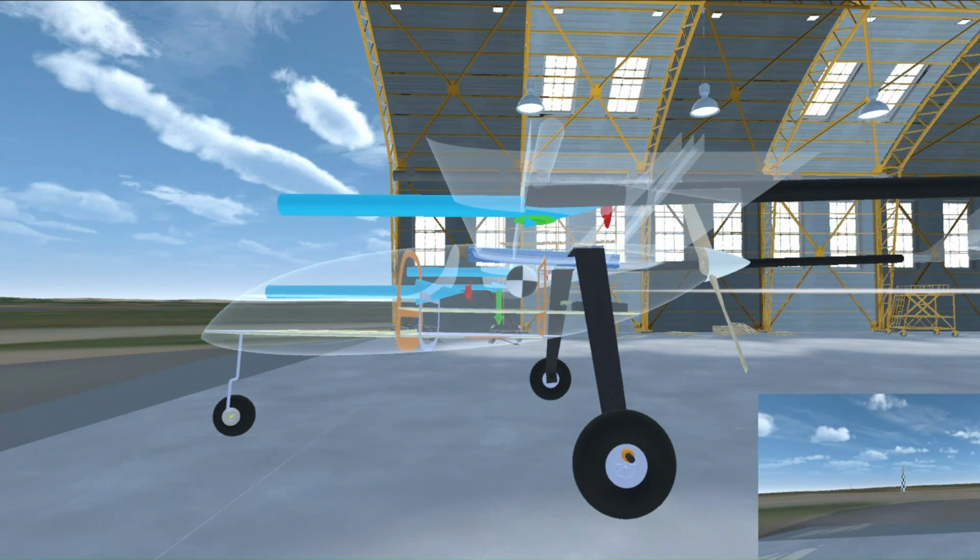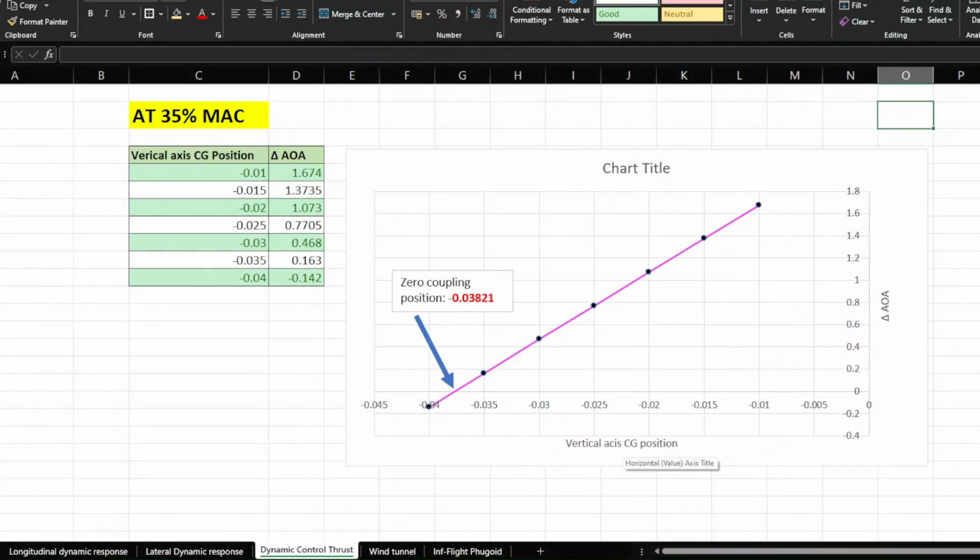This causes thrust-pitch coupling. The CG location was altered along the vertical axis and the angle of attack change yielded for each experiment was recorded. This was plotted. This plot identifies the location where there is zero thrust-pitch coupling. The zero coupling CG position was found to be at negative 0.03821.